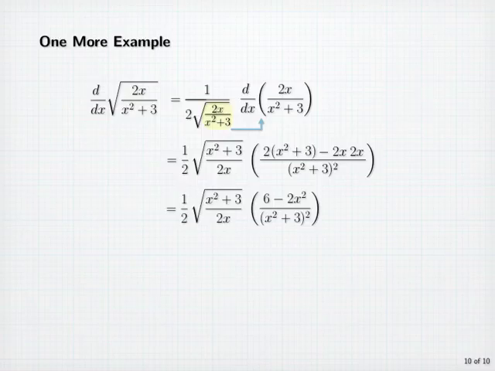Now notice that there's a factor of 2 there, which times 1/2 is 1. And also, the square root of x squared plus 3 divided by x squared plus 3 squared will give us a power of x squared plus 3 to the 3/2 in the denominator. So we arrive at 3 minus x squared over the square root of 2x times x squared plus 3 to the 3/2 power.